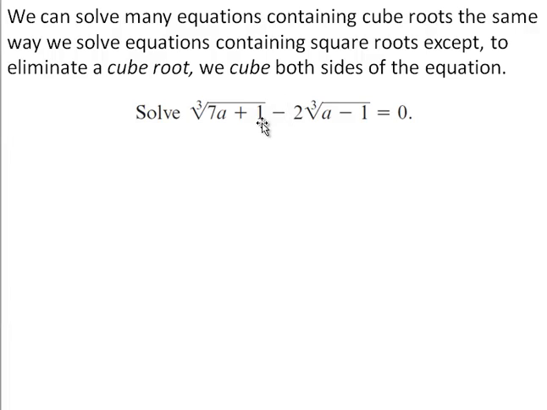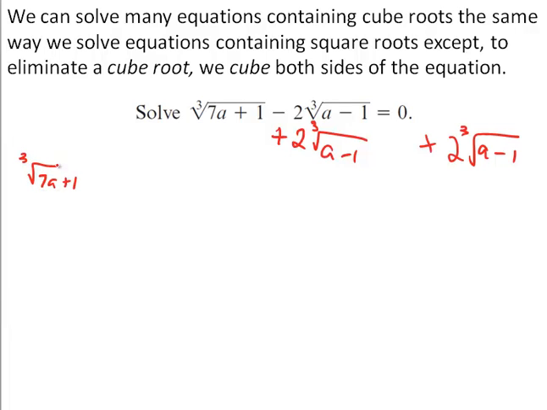So if we want to solve this, and it is an equation because it has an equal sign, I'm going to make sure I have a radical on both sides. So I'll have the cube root of 7a plus 1 equals 2 times the cube root of a minus 1. And what I'll do now is I will cube both sides.